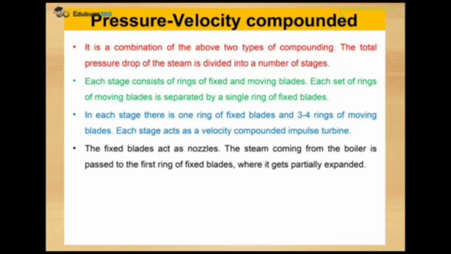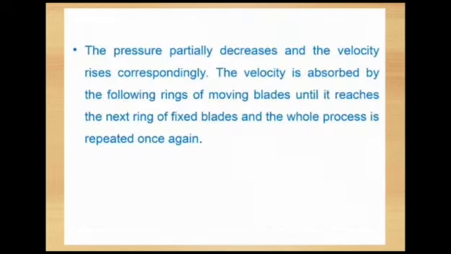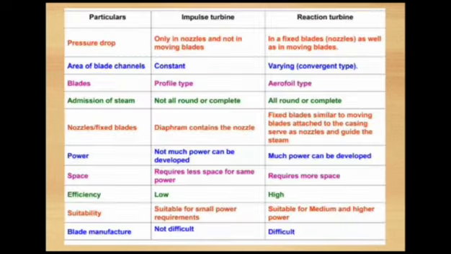The steam coming from the boiler is passed through the first ring of fixed blades, where it gets partially expanded. The pressure partially decreases as the velocity rises correspondingly. The velocity is absorbed by the following rings of moving blades until it reaches the next ring of fixed blades, and the whole process is repeated once again.